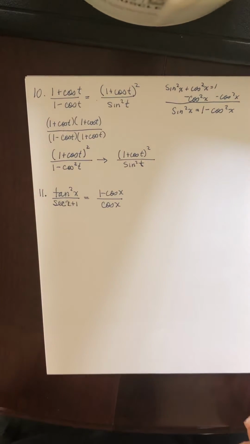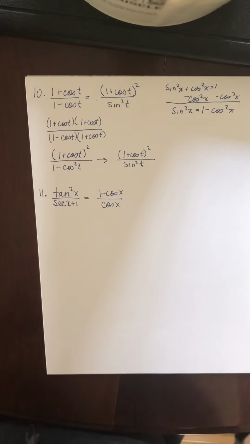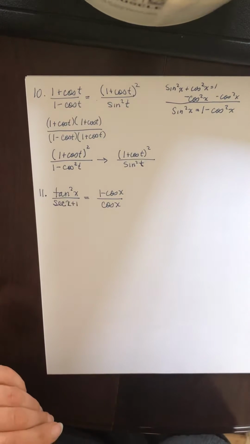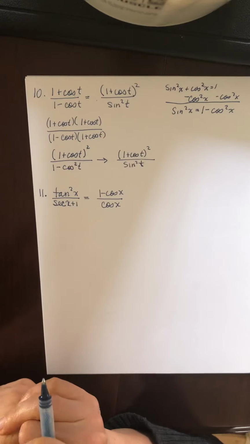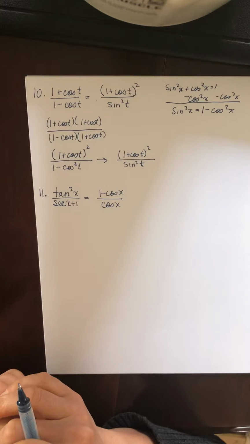So number 11 could be fun. Could be a little challenge. So we're going to try and take this through step by step. You could change this in terms of sines and cosines. Absolutely nothing wrong with that. I'm not going to. Why?